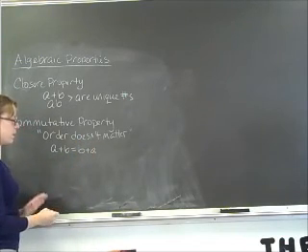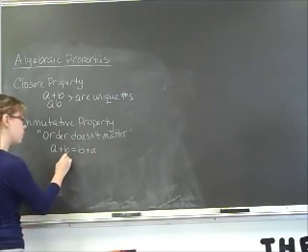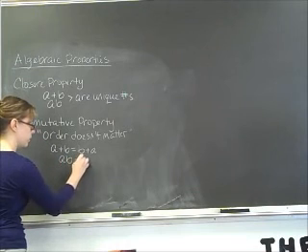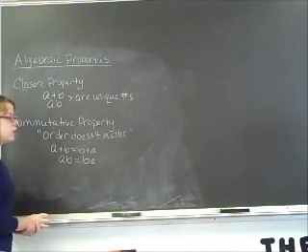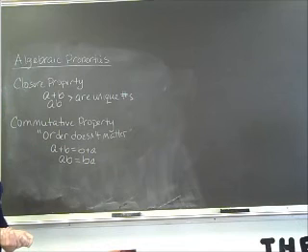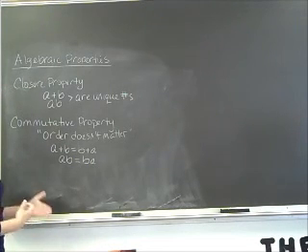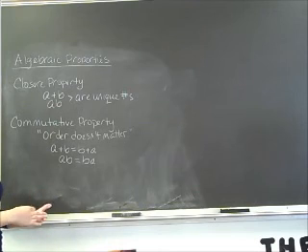And the commutative property works for addition. It also works for multiplication. Notice that the commutative property does not work for subtraction, nor does it work for division. So we have to be very careful about which ones we are reversing the order in.